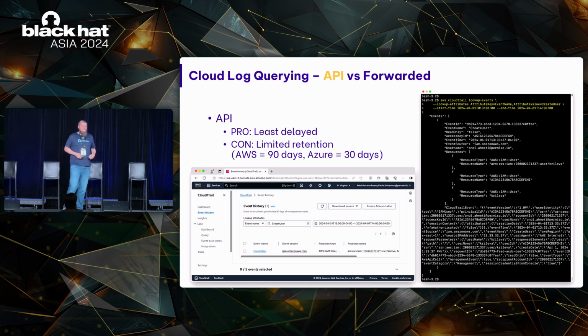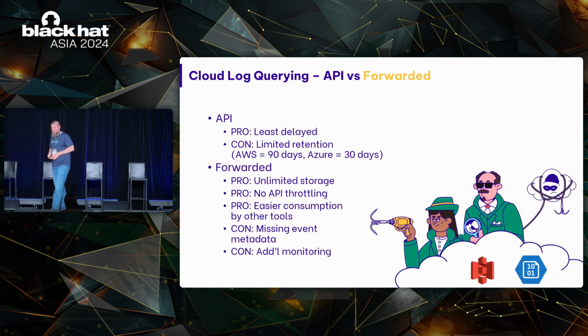One of the cons, though, is retention. AWS CloudTrail, you can go back 90 days. Azure's only 30. Does that matter to you? It's at least something you should think about and know what the limitations are. Forwarded, though, gives you the ability to have however much storage you want. You can retain it for 5 years, 10 years if you want to. And typically, storage is not too expensive. Again, it all depends on the volume that you're talking about.